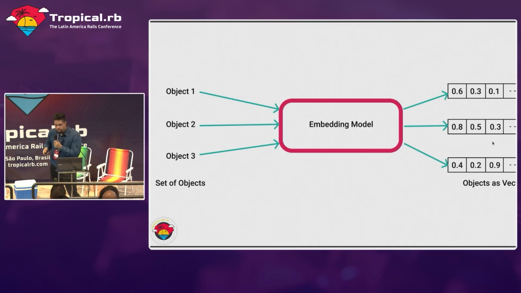How does it work? On the left part, we have the object, which is the data that we want to convert. This embedding model is where large language models come in handy, because they convert that object, that data we have, into vectors. A vector is a numerical representation, just like that one. Usually they are bigger, but it's like that.